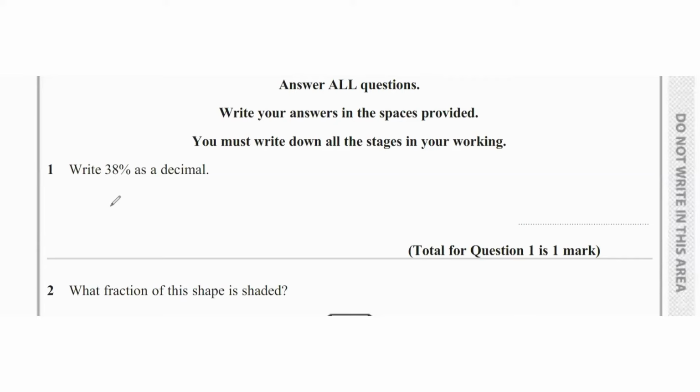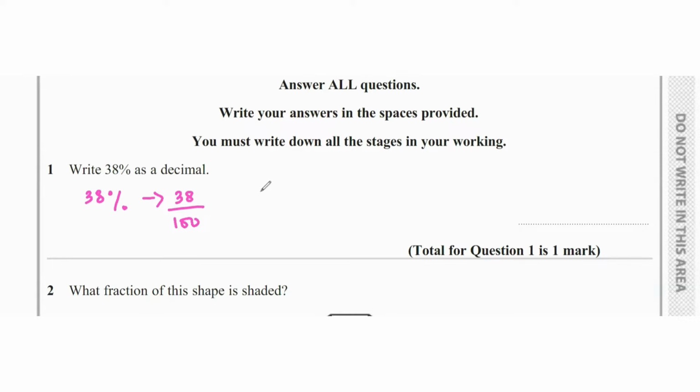The first question says write 38% as a decimal. So let's first write the percentage as a fraction, which is going to be 38 over 100. And then we convert this into a decimal.